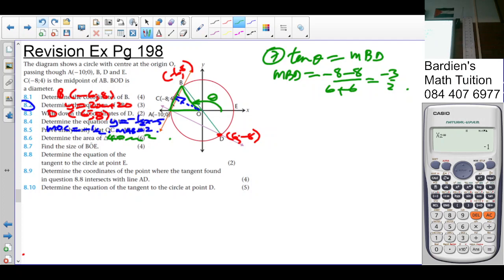Minus 16 divided by 12. Negative 4 over 3. I know it's something, that's why I needed to check. But have I answered the question? No. So now you say tan of theta equals negative 4 over 3.